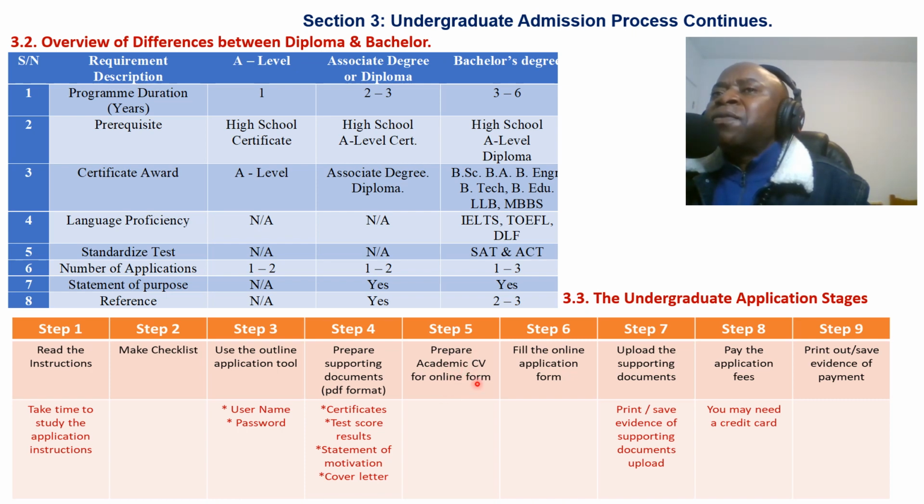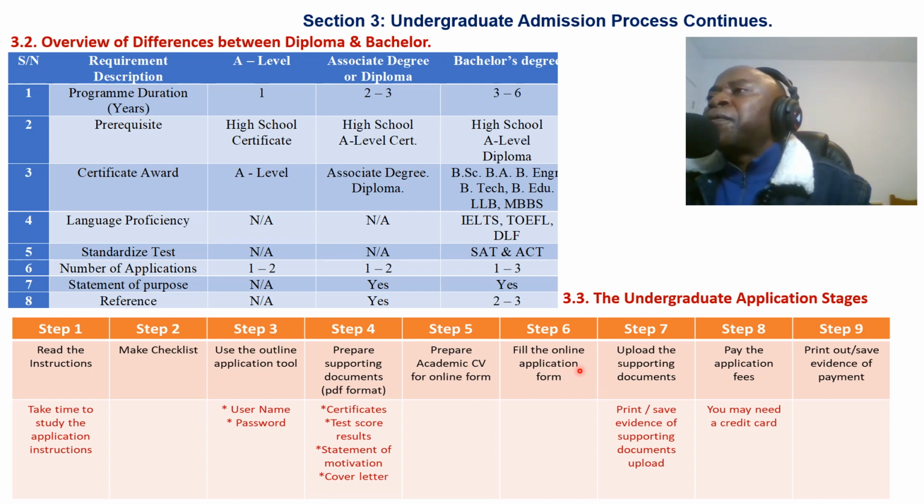So the academic CV will include all the information you need to do the online application, so that for each question they ask you, you just copy and paste, and you don't waste time. Then step number 6, fill the online application form. After step 5, you go back to step 3, you use your username and password, always write it somewhere. Then you log in again.